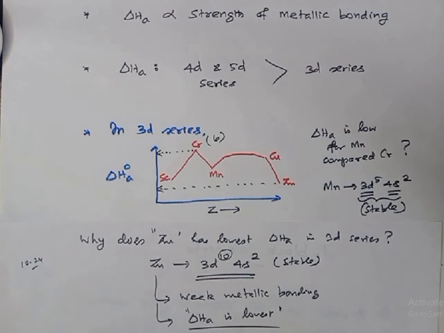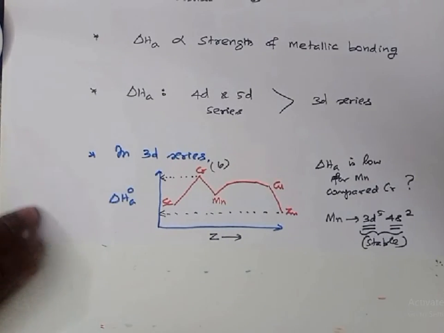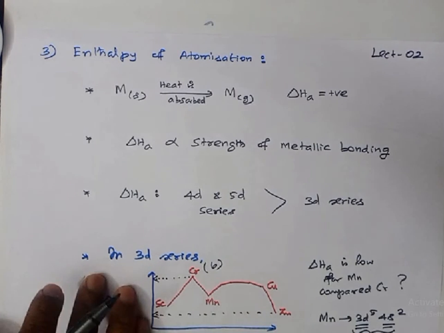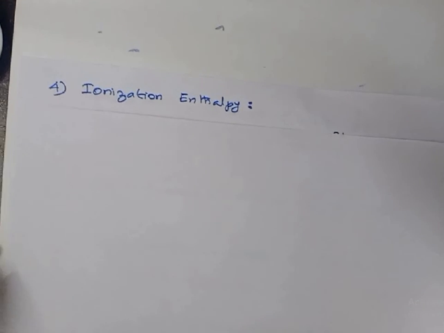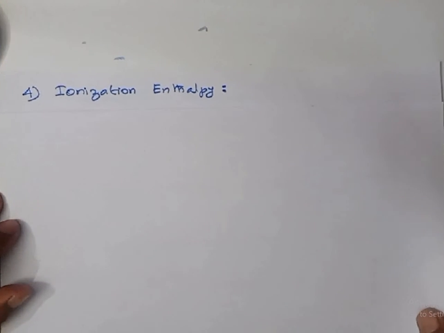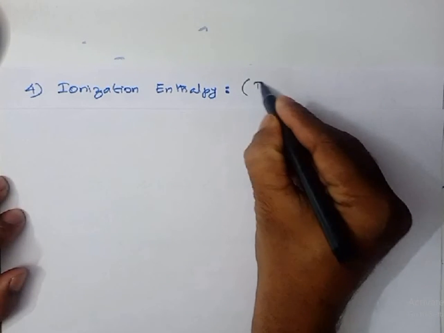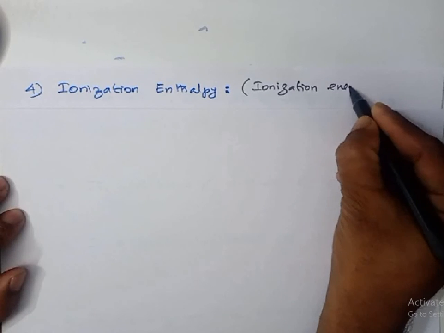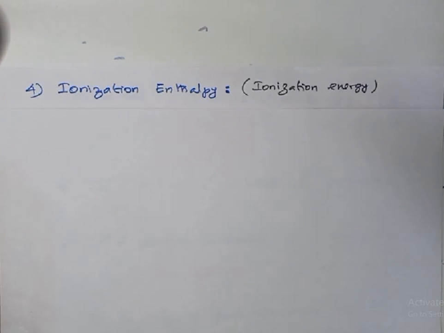So this is regarding enthalpy of atomization. Now let me go to the next property. The next important property is ionization enthalpy. This is another important one we should keep in mind. Ionization enthalpy, also called ionization energy.